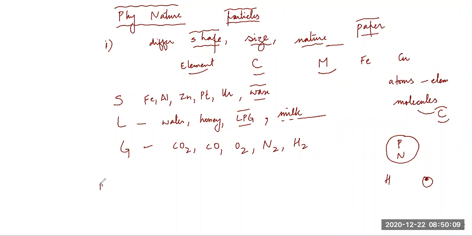Number two, what we observe from physical nature: these particles are very small or tiny. I've already discussed that they are very, very small in size, beyond our imagination. The physical nature of matter.